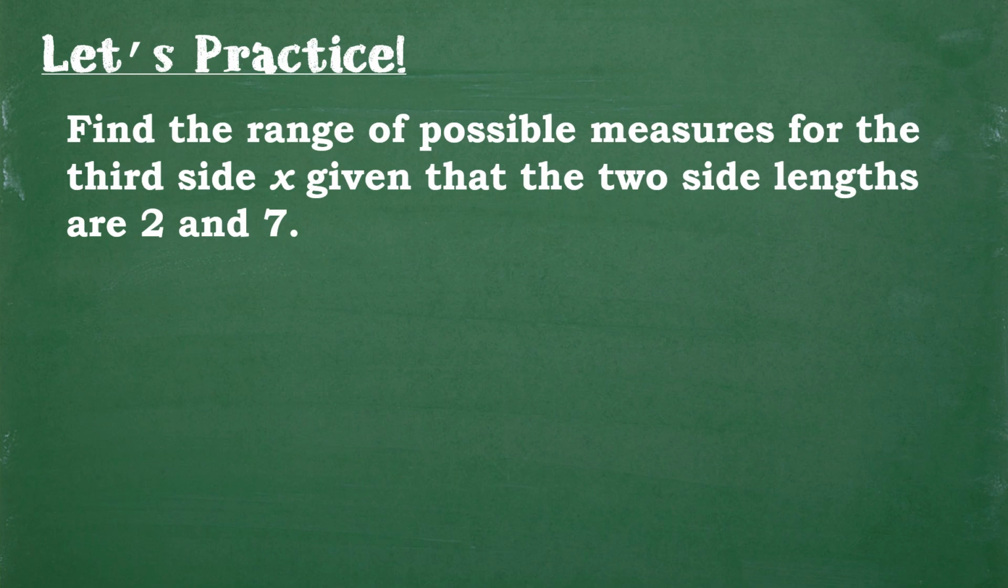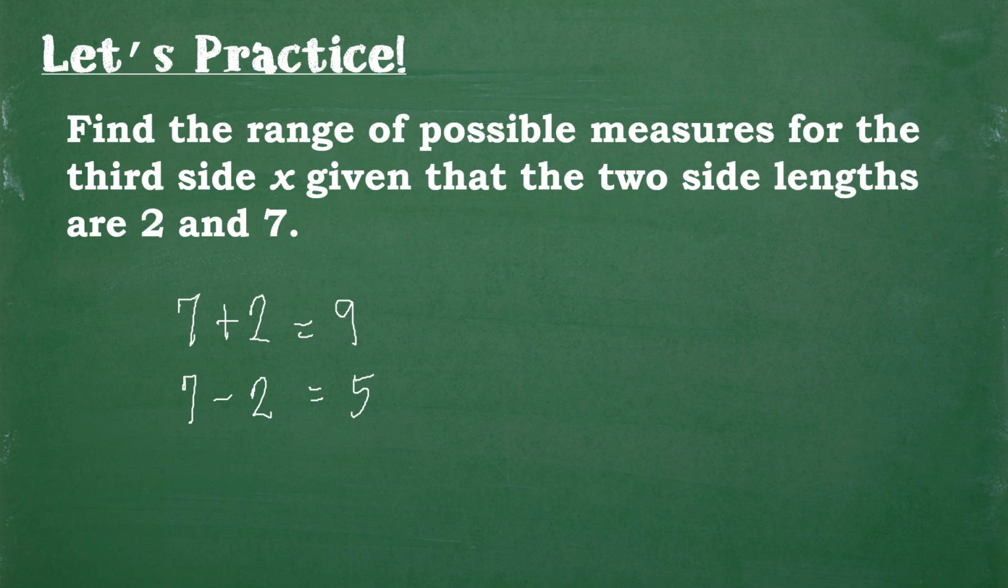Okay, so let's practice. Find the range of possible measures for the third side x given that the two side lengths are 2 and 7. So we are going to find the value of x in a range or in an interval in which it can become a possible side of the triangle. The easiest method to do this is to first add the two numbers together. So we have 7 plus 2, that is equal to 9. And then subtract the two numbers. 7 minus 2 is equal to 5.